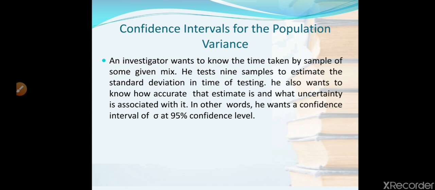Confidence intervals for the population variance. We will do this with the help of an example. An investigator wants to know the time taken by a sample of a given mix. He tests 9 samples to estimate the standard deviation in time of fatigue testing. He also wants to know how accurate that estimate is and what uncertainty is associated with it. In other words, he wants a confidence interval of sigma at 95% confidence level.